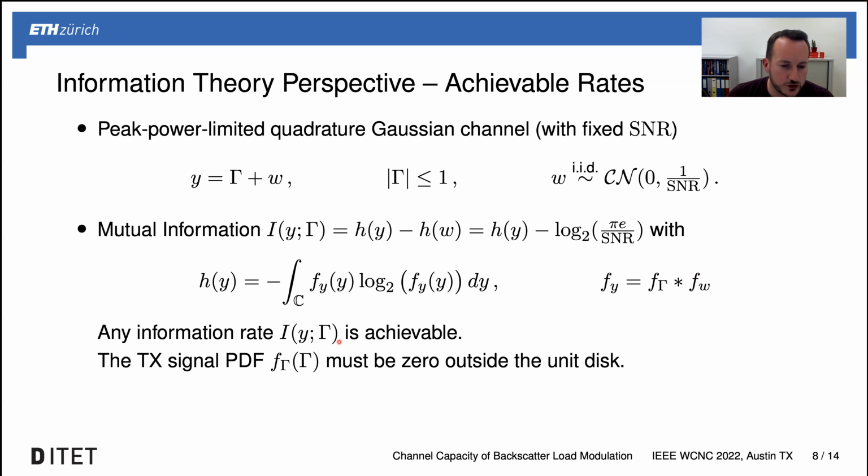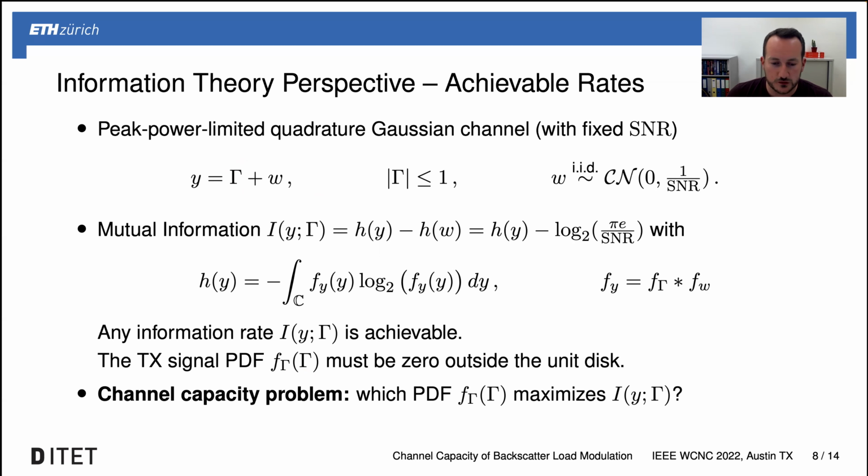The mutual information is a measure of the achievable information rate, which can be achieved with error-correcting encoding with very long blocks. And the constraint with the unit disk means that the PDF of the transmit signal must be 0 outside the unit disk. So what is the channel capacity in this case? So we have to find the PDF which maximizes the mutual information subject to this constraint.